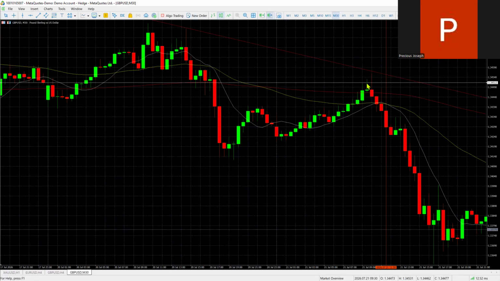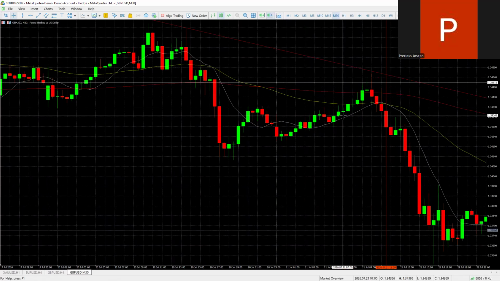So that is our grab in liquidity. That's our first criteria being fulfilled. Now, what is the second criteria being fulfilled? We just want the market to change character or to change trend. This means that we want the market to go down and close below an order block.